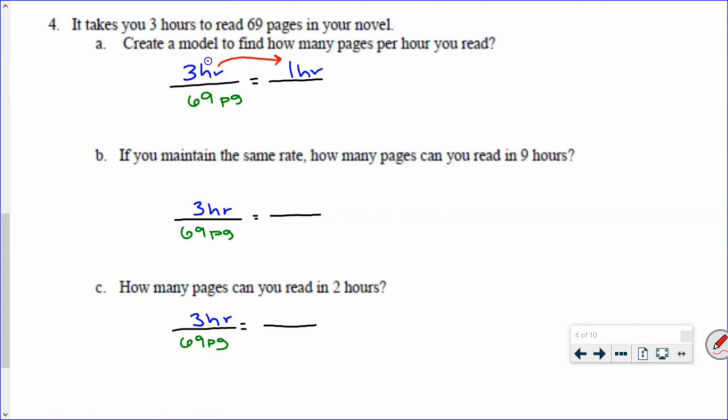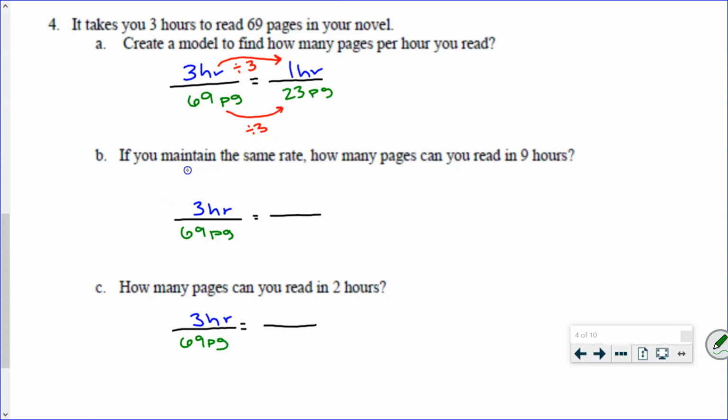Addie? Nope, I don't divide by 2. 3 divided by 2 isn't 1. Any number divided by itself is 1. So 3 divided by 3 would be 1. And since I'm dividing the 3 by 3, I need to divide the 69 by 3. And 69 divided by 3 is equal to, Maston, 23. So in 1 hour, you can read 23 pages.